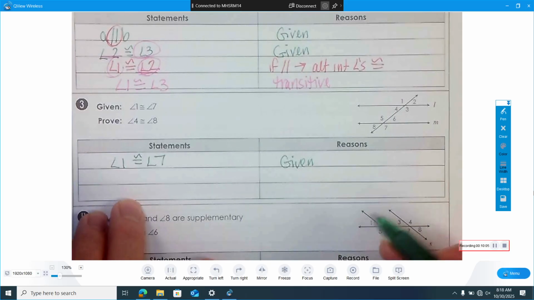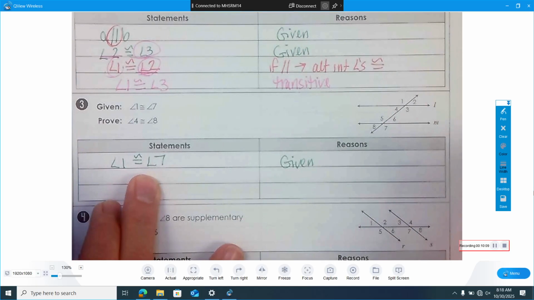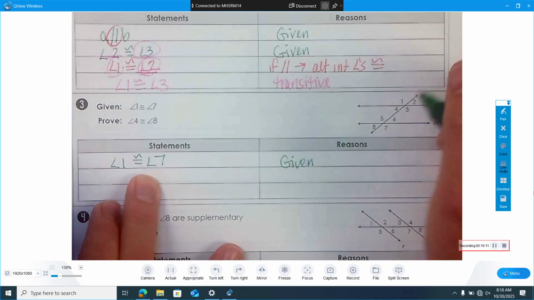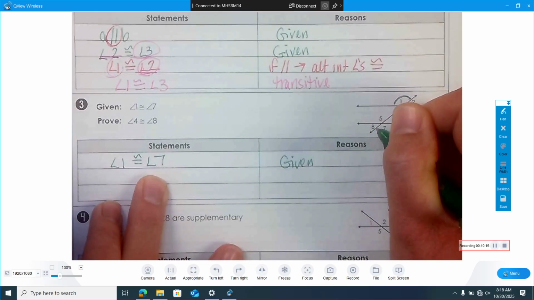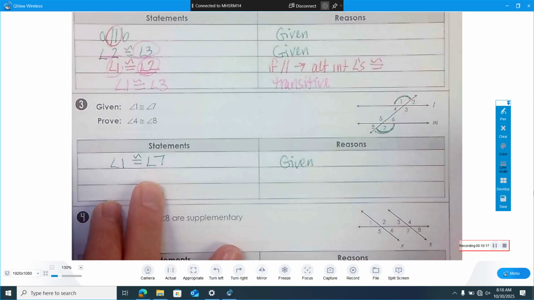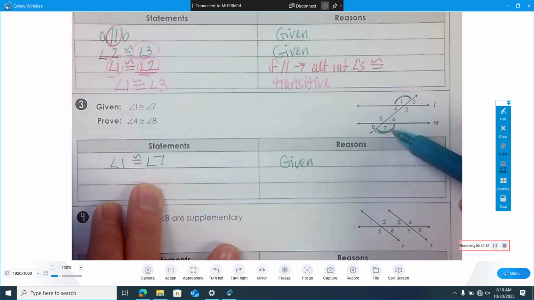Okay, next I'm going to mark my picture. I need to look at my picture in order to know what to do, right? So let's see, here I have angle 1, and it's congruent to angle 7. Are they corresponding? No. Alternate exterior. There we go. Good, good, good. Okay, wait. So before I continue, I need to think through what I'm trying to do here. This is what we know, and yes, these are alternate exterior.